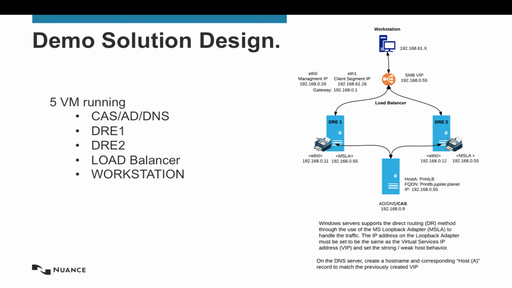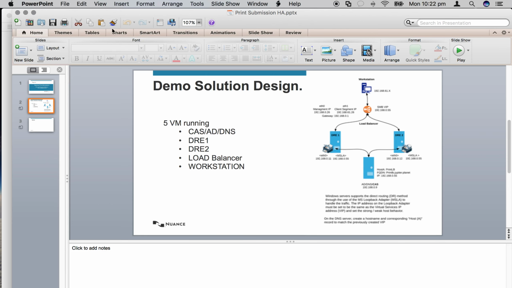So there are a couple of configurations, but these are the important steps, and with this we are able to configure highly available print submission with Equitrack and network load balancer.